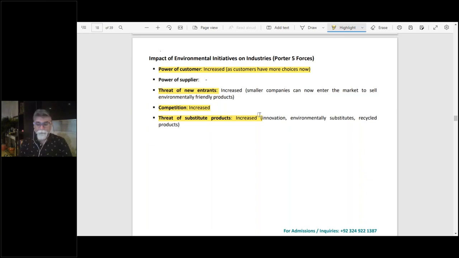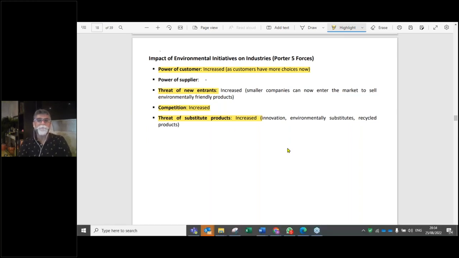So this is the impact of environmental friendly products on the Porter 5 forces. It increases customers' bargaining power, it increases the threat of new entrants, it increases the competition, and it increases the threat of substitute products. Okay.